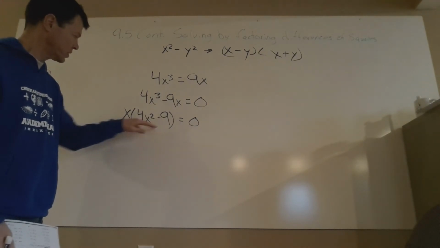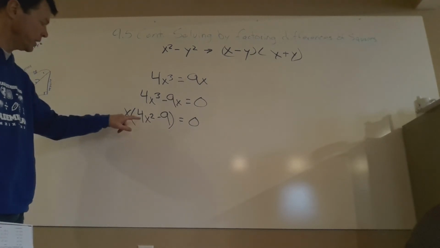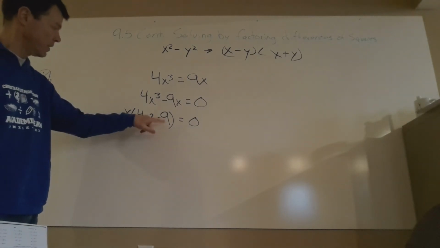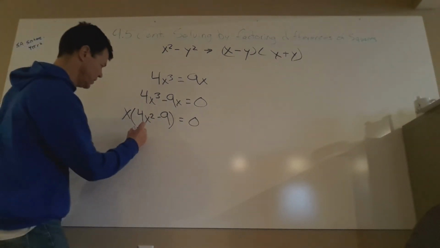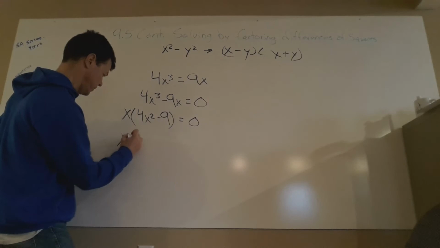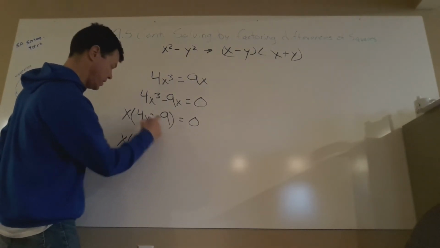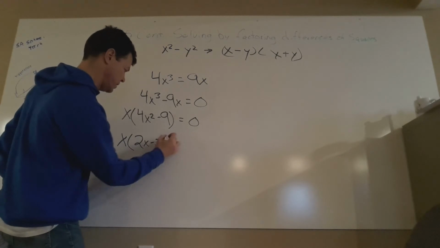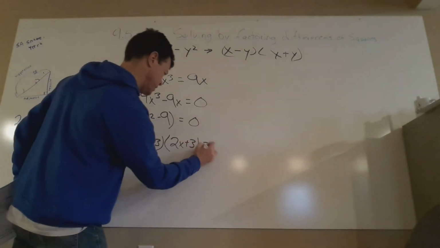This is our difference of squares. 4 and 9 are both perfect squares. The square root of 4 is 2, square root of 9 is 3. So this inside can be factored. Don't forget your x. And you have x times 2x minus 3, 2x plus 3 equals 0.